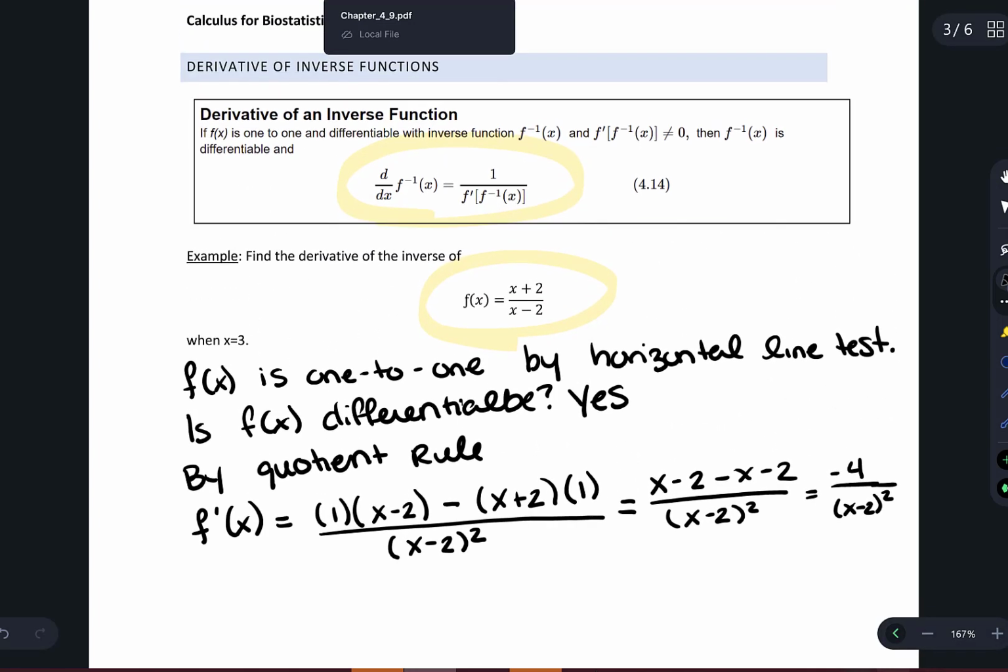Now, notice up here, in order to use this definition, or to use this rule, we are going to have to find the inverse evaluated at the point. So in other words, the inverse evaluated at 3, because we're interested when x is equal to 3.